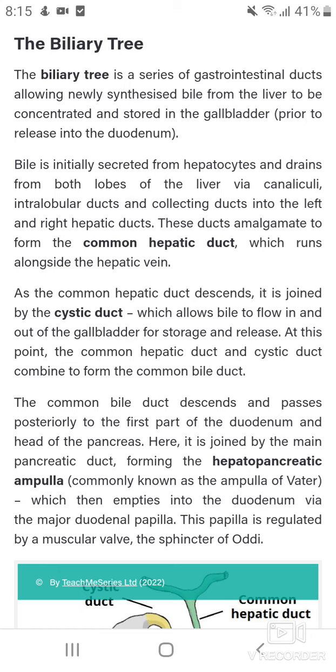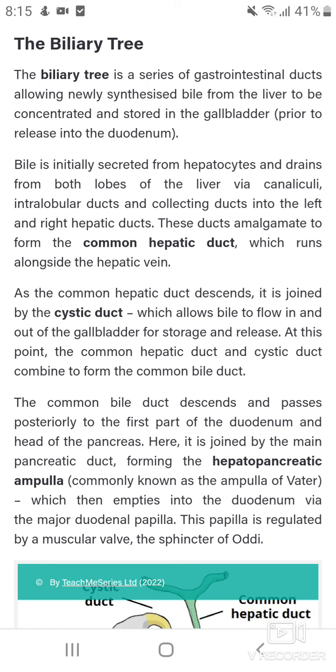These ducts amalgamate to form the common hepatic duct which runs alongside the hepatic vein. As the common hepatic duct descends, it is joined by the cystic duct which allows bile to flow in and out of the gallbladder for storage and release. At this point, the common hepatic duct and cystic duct combine to form the common bile duct. The common bile duct descends and passes posterior to the first part of the duodenum and head of the pancreas.